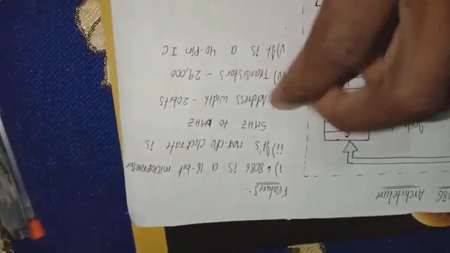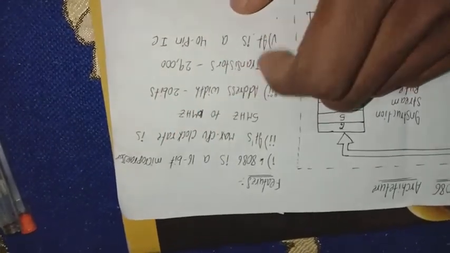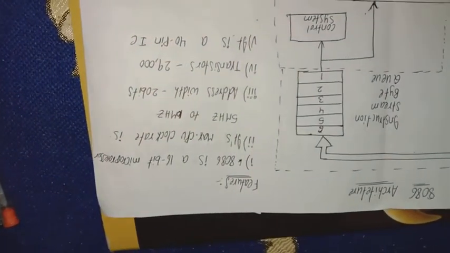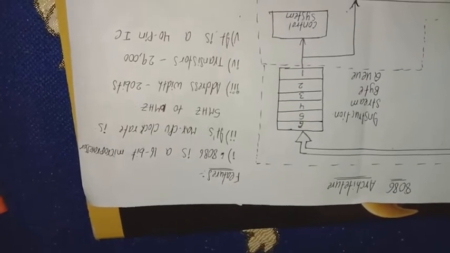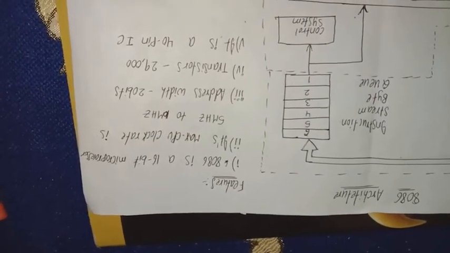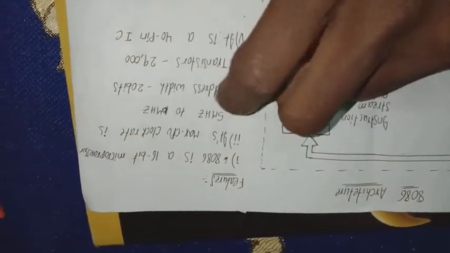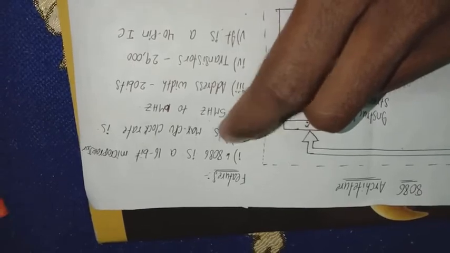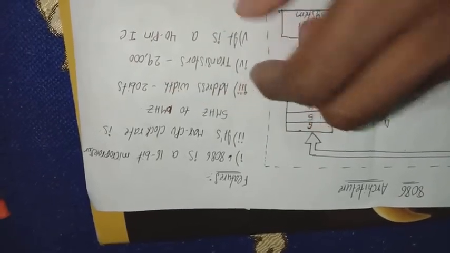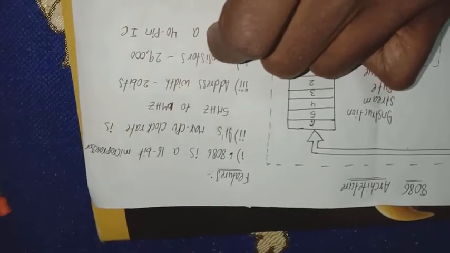As we know, 8086 is a 16-bit microprocessor, meaning it can process 16-bit data at a time. More than that cannot be processed. So it is a 16-bit microprocessor, and the maximum clock rate of the 8086 is 5 MHz to 10 MHz.